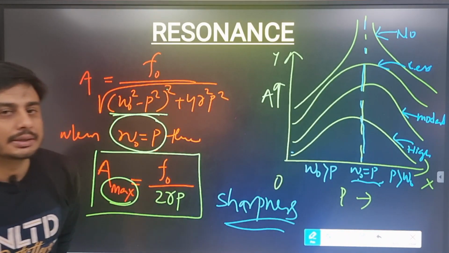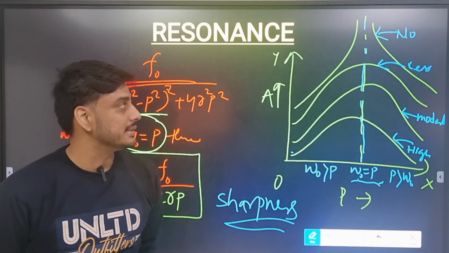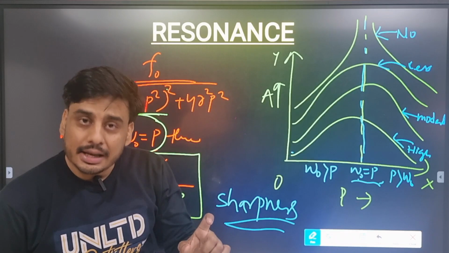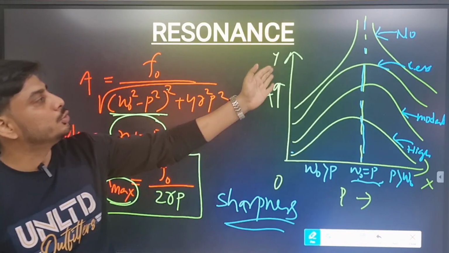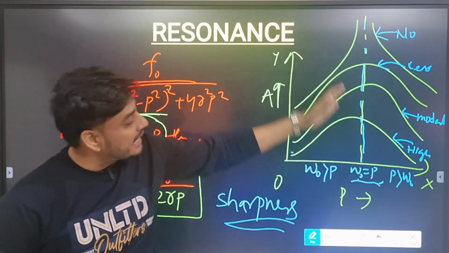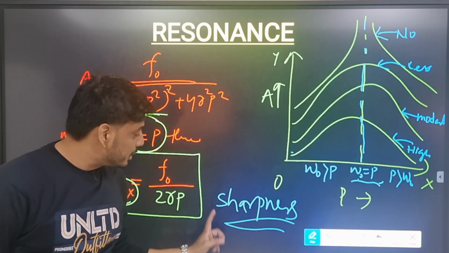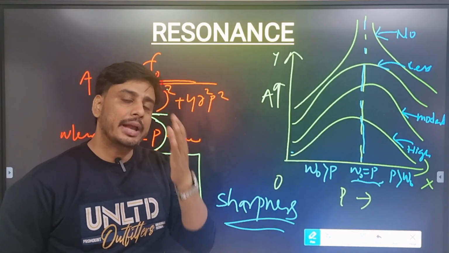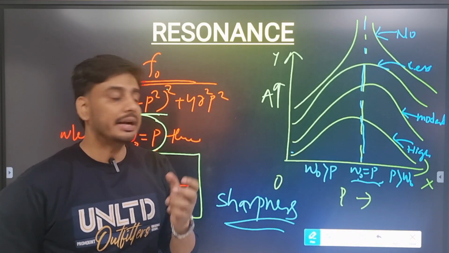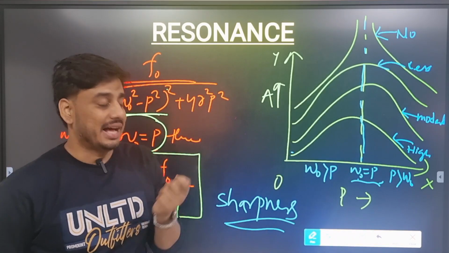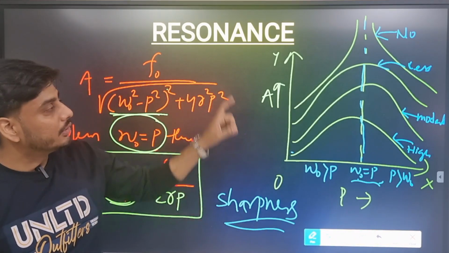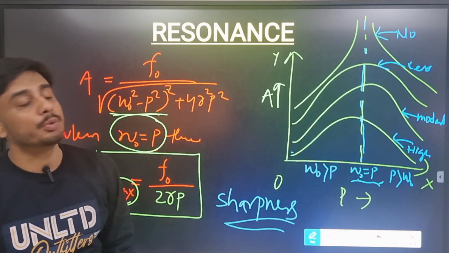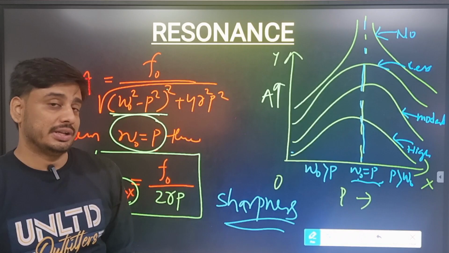Sharpness of resonance. Then what is sharpness of resonance? Now on both sides the amplitude falls, so the rate at which amplitude falls on both sides of the resonance frequency is said to be sharpness. Rate means how fast the value of amplitude decreases, that defines sharpness. So sharpness of resonance is nothing but the rate at which amplitude falls on both sides of the resonant frequency.